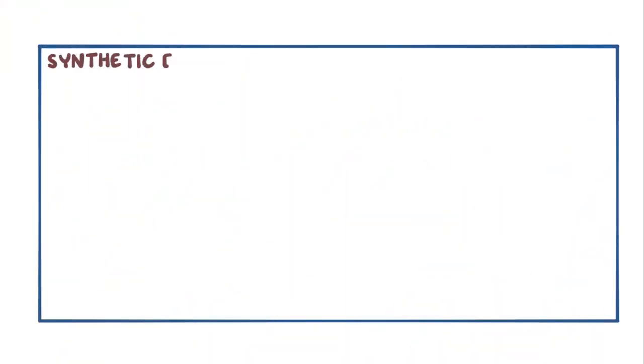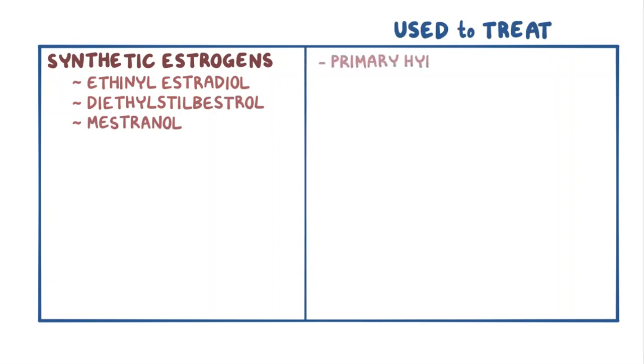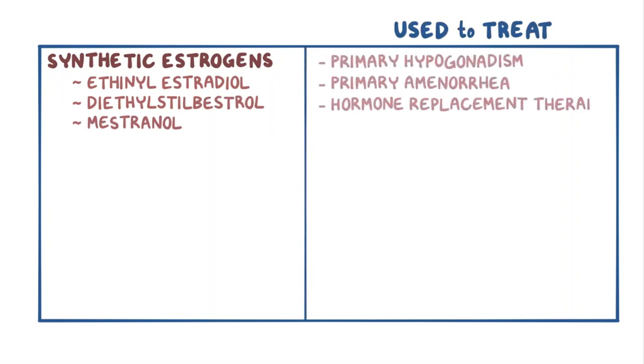Alright, as a quick recap. Synthetic estrogens include ethinyl estradiol, diethylstilbestrol, and mestranol. They are used in the treatment of primary hypogonadism, primary amenorrhea, as hormone replacement therapy, and as contraceptives.